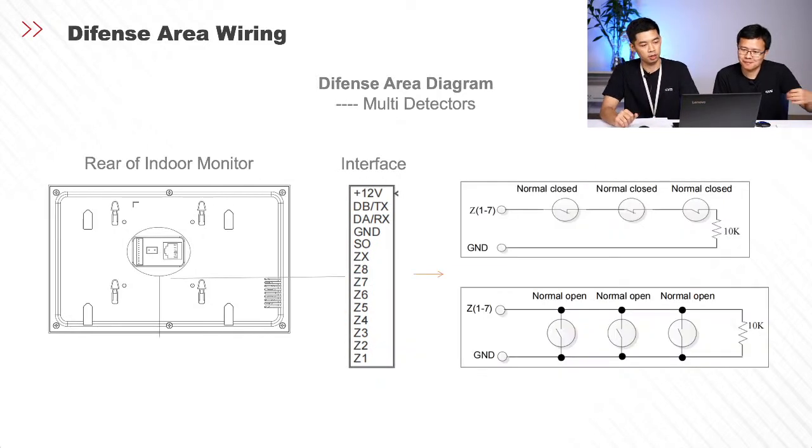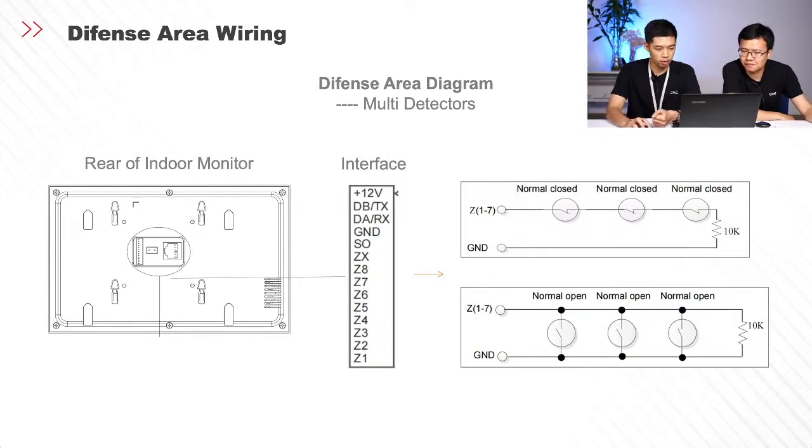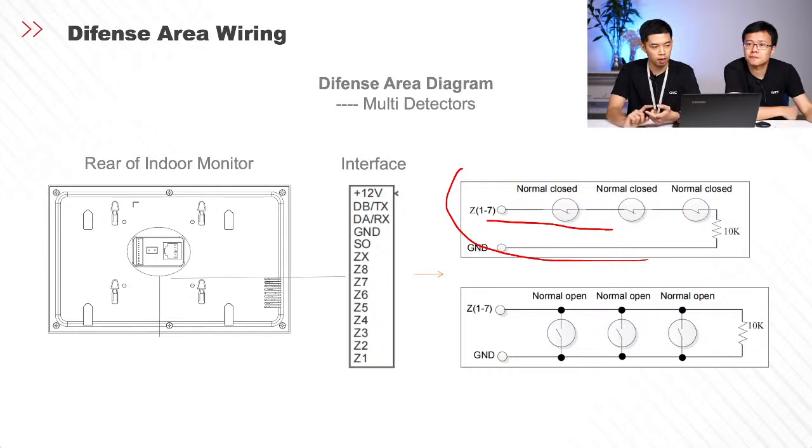Okay, so the next slide is also describing how it works. But in this case, we are telling you how to connect multiple detectors. If you check on the right side, you will see Z1 to Z7 with the ground port. Each defense area can connect multiple detectors. Let's say if your house has some rooms, and you want to know if any one of them is triggered and get a message or an alarm, this can be done by doing this wiring.